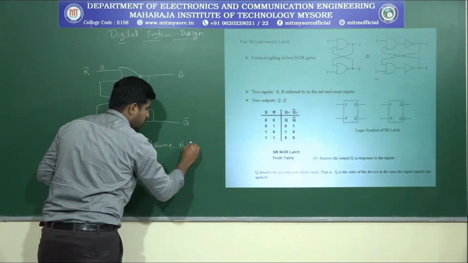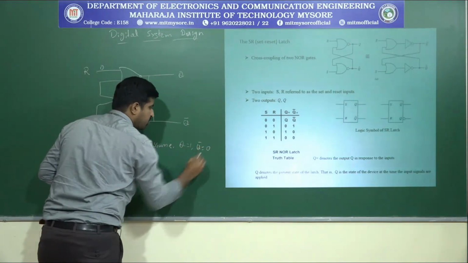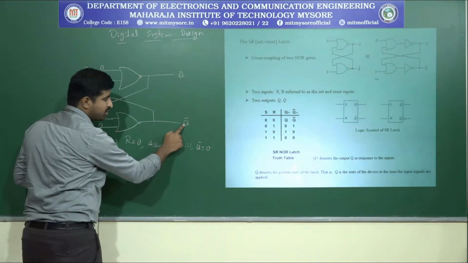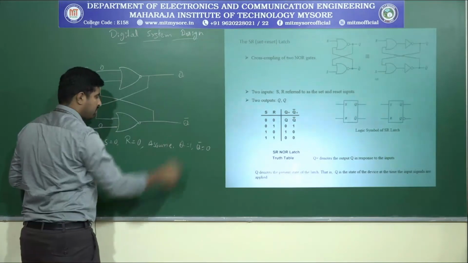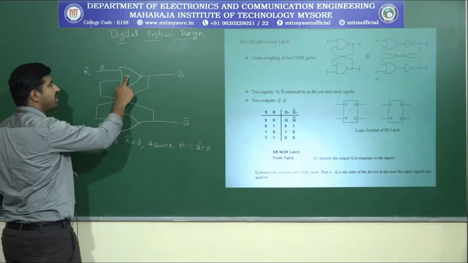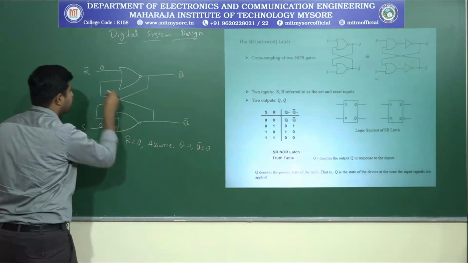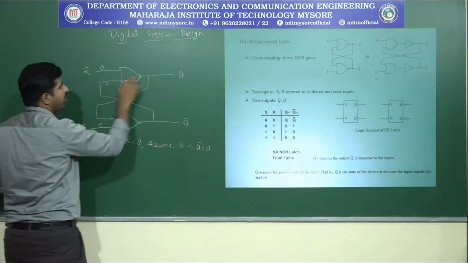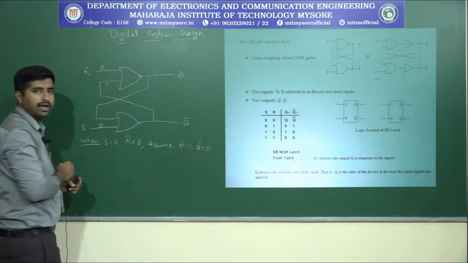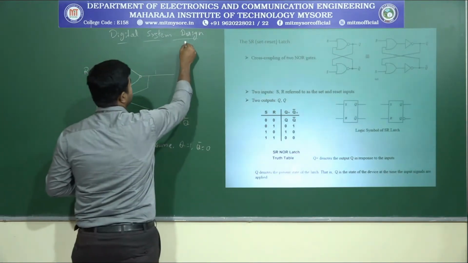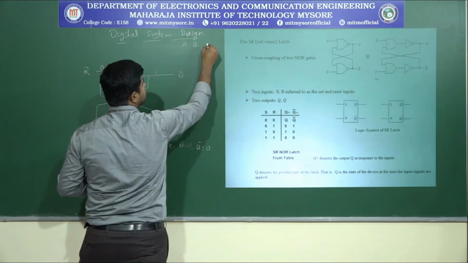So I will assume Q equals 1 and Q bar equals 0. That means Q bar was 0 and Q is 1. So what is the output of the first NOR gate? It's 0 and Q bar is 0, and 0 NOR 0 gives logic 1 here, right? Let's have the NOR table also, which will help us.